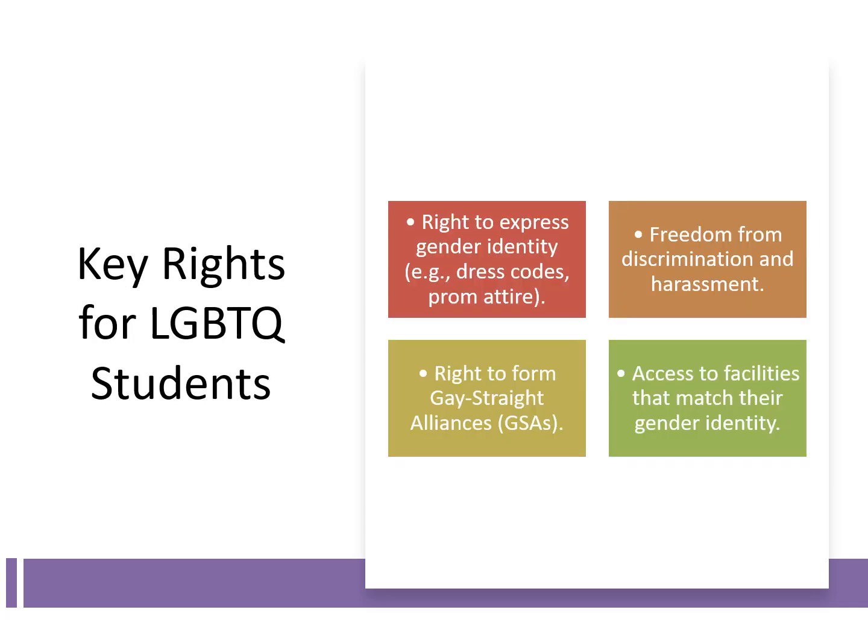Every student has the right to a safe and equitable education, and LGBTQIA students are protected under federal laws like Title IX, which prohibits discrimination based on sex, and by many state laws that address bullying and harassment. So it's important for schools to be aware of these rights and to ensure that they're upheld. And we'll discuss how to make sure our schools are compliant and supportive.